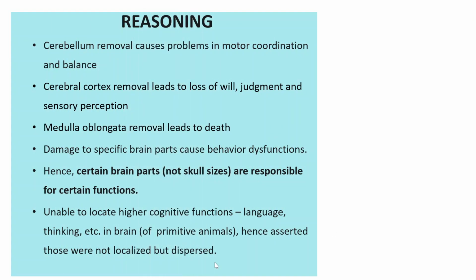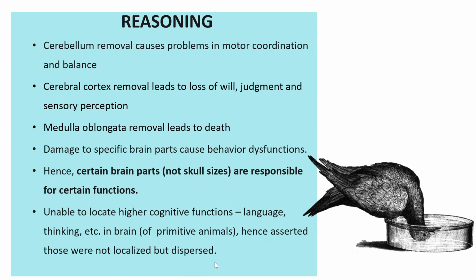So let's start with his reasoning. His reasoning was as follows. Okay, when I remove the cerebellum, it causes problems in motor coordination. When the cortex is removed, it causes loss of will and problems in sensory perception. When the medulla oblongata is removed, it causes the death of the animal. Okay, so damage to a specific part causes specific behavioral dysfunction. So certain brain parts are responsible for certain functions, not the skull sizes of the organisms. Okay, that was his main conclusion.